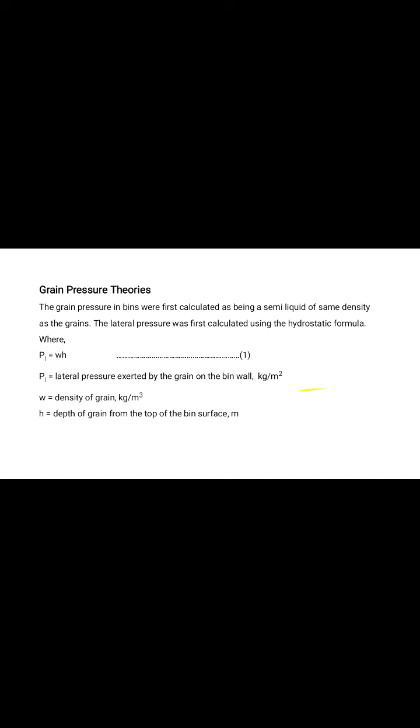So today we are going to study the calculation of pressure in bins, generally storage bins. The grain pressure theories. Firstly, the grain pressure in bins was first calculated by treating the grain as a semi-liquid of the same density as the grains.